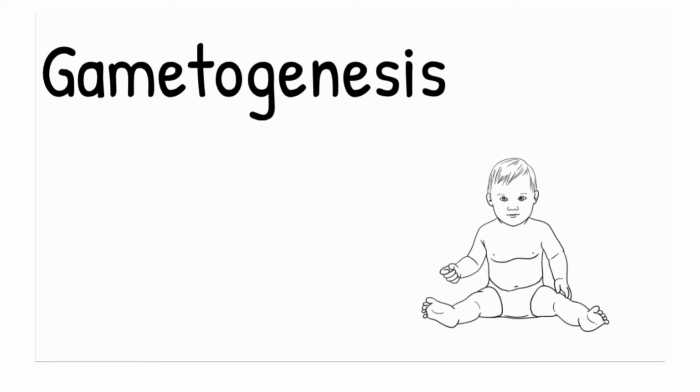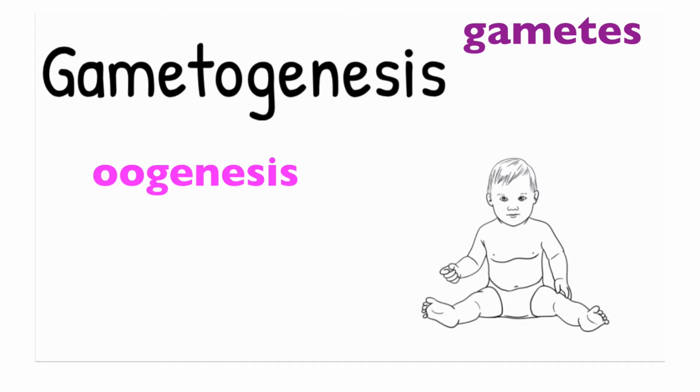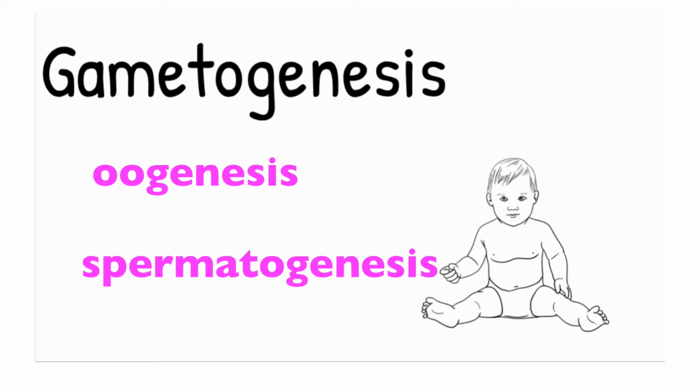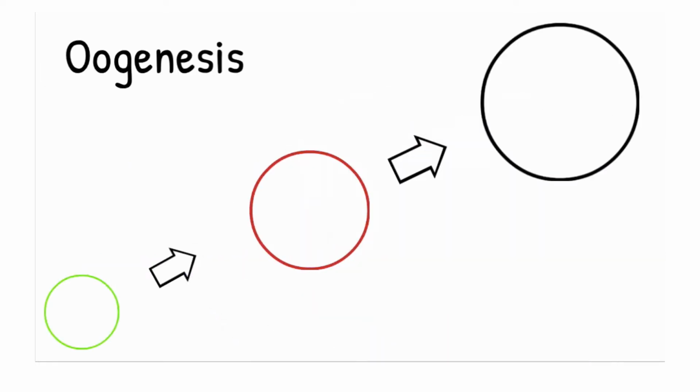Gametogenesis is the process of producing gametes. In females, gametogenesis is known as oogenesis, and in males, it's known as spermatogenesis. So let's take a look at this. In females, gametogenesis commences in utero.